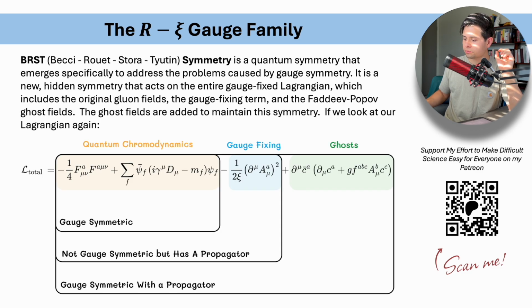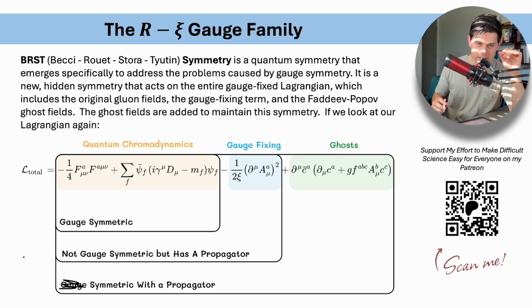Look at me, I'm dwelling on BRST now a little bit, but we can do this. So the BRST symmetry is a quantum symmetry that emerges specifically to address problems caused by gauge symmetry. It's a new hidden symmetry that acts on the entire gauge field Lagrangian, which includes the original gluon fields, the gauge fixing terms, and the ghost fields. And the ghost fields are added to maintain the symmetry if we look at our Lagrangian again. Right, so here's the ghost term. Again, I'm not calling this gauge symmetric. We're calling that BRST symmetric.